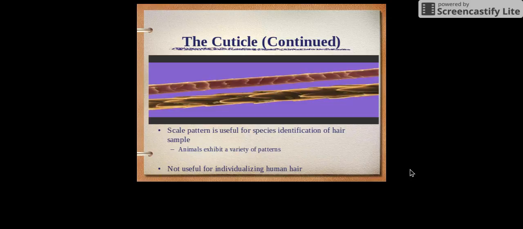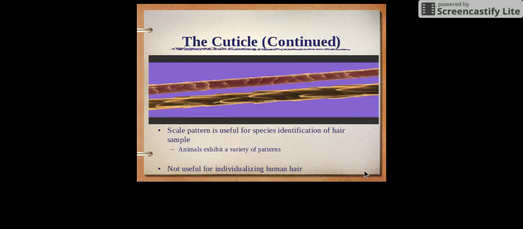Okay, so the cuticle, you can see here, these are two different animal species, and each has its own unique cuticle structure. So we call these a scale pattern, and it's useful for species identification of hair samples. Animals other than human exhibit a variety of unique patterns. Again, this is not useful for individualizing human hair because simply each animal within that species would have that same type of cuticle pattern.